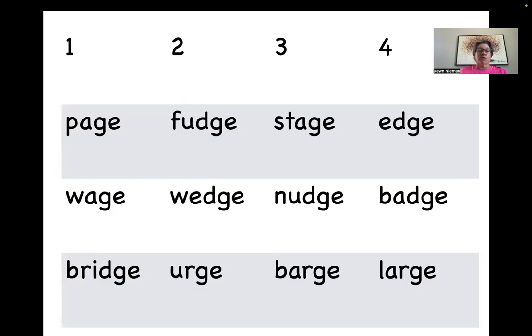And then you see how you could go the opposite way. This first word says page. How come that's not a DGE? Okay, fudge. Why is that a DGE? How come it's not just a GE? If I took that letter out, what would it say?